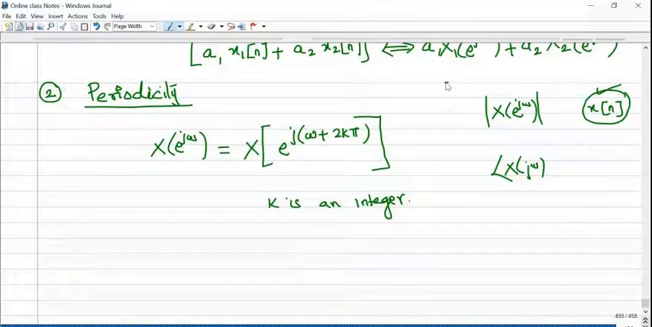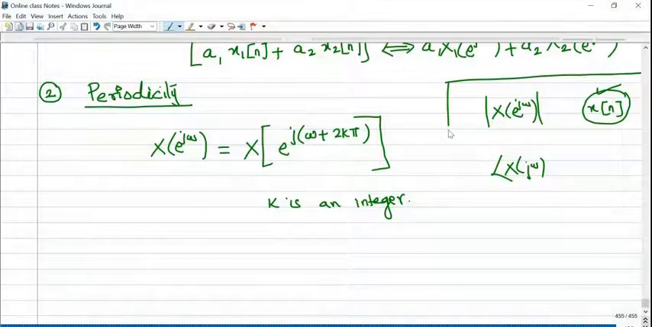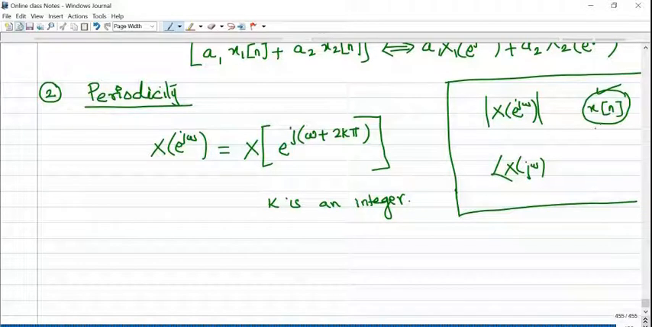Even if x of n may be a periodic signal, after finding the DTFT of that particular signal, if you try to plot the magnitude spectrum, it follows the periodicity principle. Okay. What is the total time period? 2 pi. For every 2 pi, the same kind of shape will be repeated again and again. So this is the periodicity principle of DTFT.